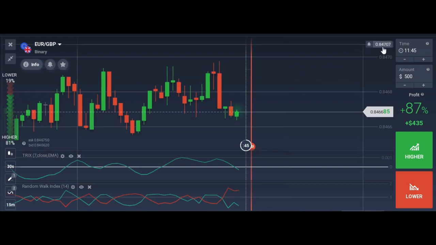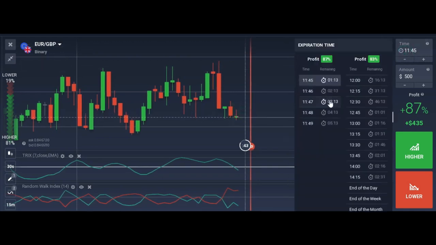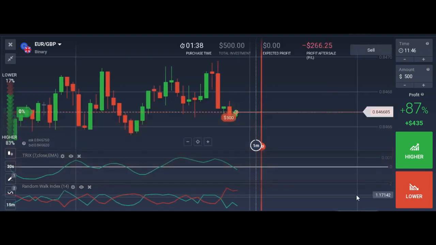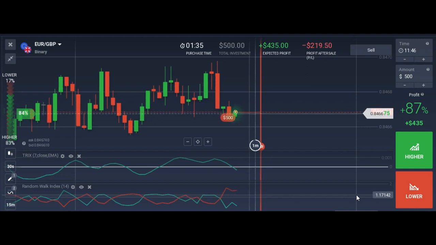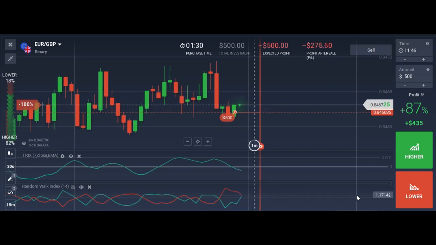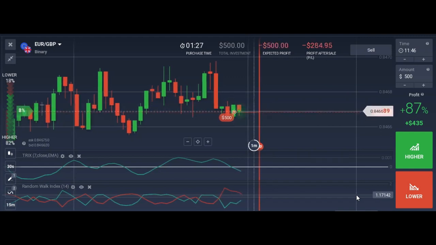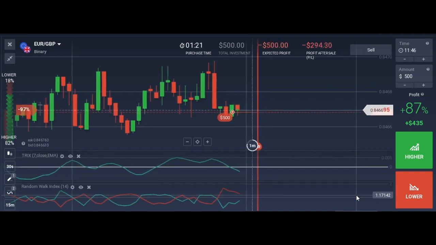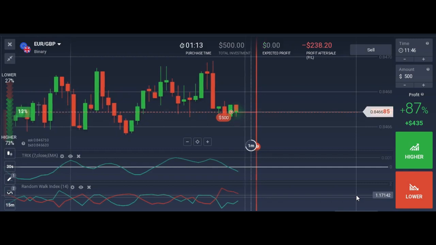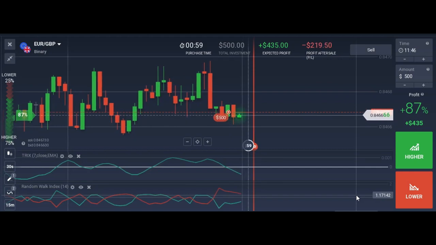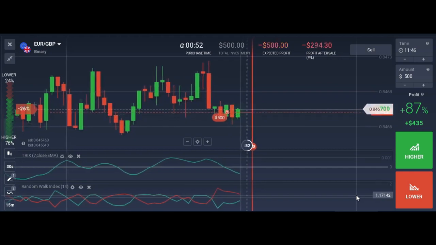Sell. Here are the conditions to make a sell. See how the water green line of the Trix indicator is going down. In addition, the red line of the Random Walk Index indicator is up, which indicates that there is a great downward force. In other words, the price will drop in 2 or 3 minutes.